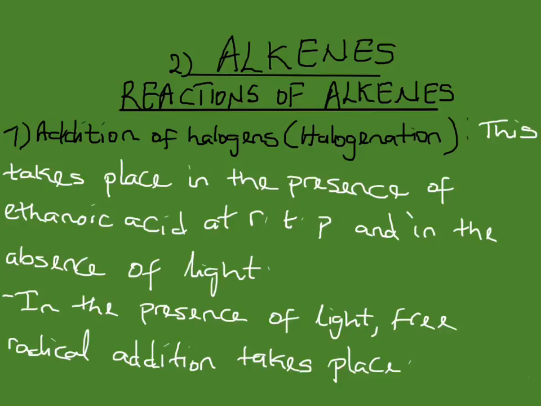What we mean here is this: for the halogenation of alkenes to take place successfully, it needs to take place in the absence of light, but in the presence of ethanoic acid and at room temperature. If light is present, then instead of an addition reaction, it's going to be a free radical addition, whereby the light is going to form free radicals.